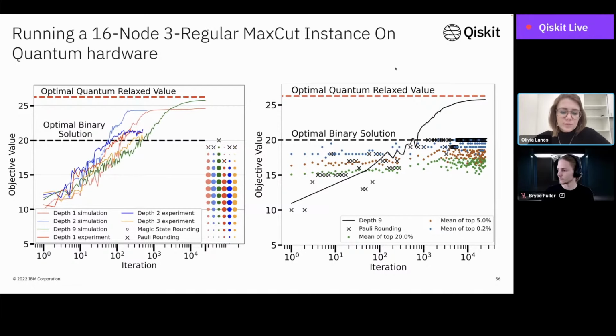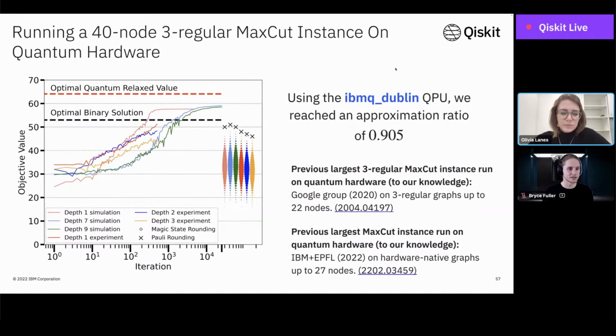Yeah, absolutely. Okay. So this is a very similar plot. However, it's for a 40 node MaxCut problem. We did this on the IBM Dublin quantum processor. And the best observed sample that we got had an approximation ratio of 0.905, right? In other words, it was within 90% of the optimal solution. We were very proud of this.